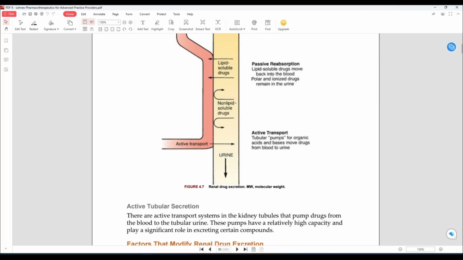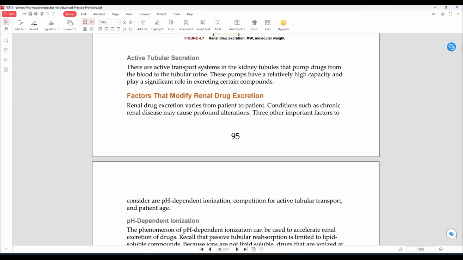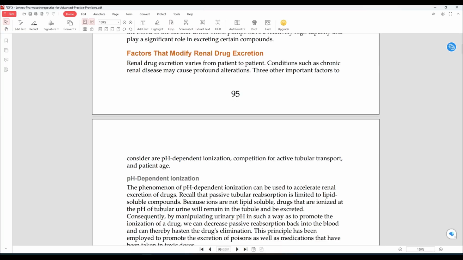Active tubular secretion. There are active transport systems in the kidney tubules that pump drugs from the blood to the tubular urine. These pumps have a relatively high capacity and play a significant role in the excretion of certain compounds. So, factors that modify renal drug excretion. Renal drug excretion varies from patient to patient. Conditions such as chronic renal disease may cause profound alterations. Three other important factors to consider are pH-dependent ionization, competition for active tubular transport, and the patient's age.